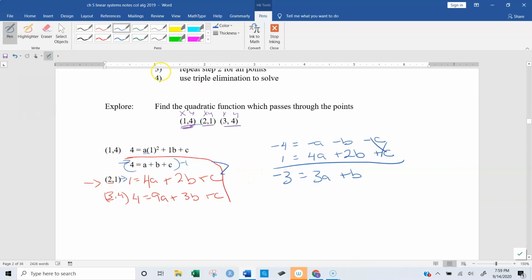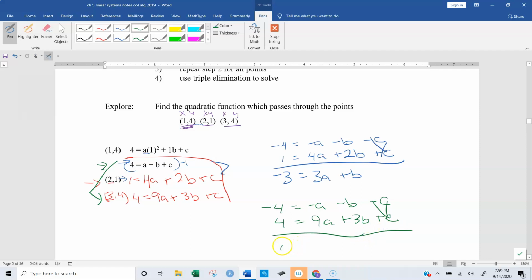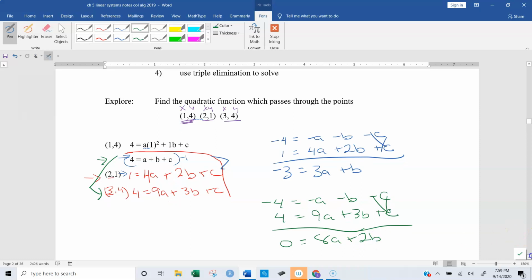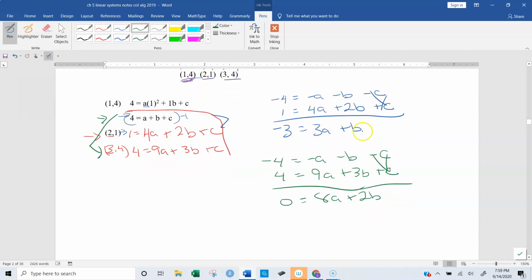Next, I'm going to use the top equation again because a, b, and c are pretty simple, right? Take it with my bottom one, again multiplying through by a -1. I'm kind of out of room here. So we're going to take the -4 equals -a minus b minus c, and we're going to add it to the 4 equals 9a plus 3b plus c. The c's cancel again, and I have 0, which is fine. There's nothing wrong with that. 8a plus 2b.